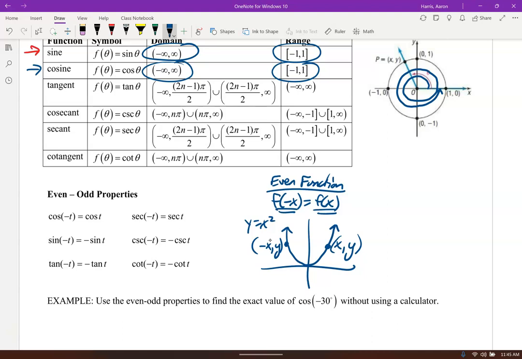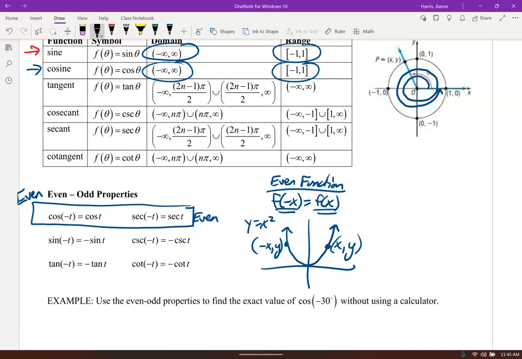And so the cosine and the secant are even functions, and we'll see those graphically again in a different section, but that's an even property. These are even functions, both of those. That one's even, this one's even. So the cosine and its reciprocal, the secant, are even.